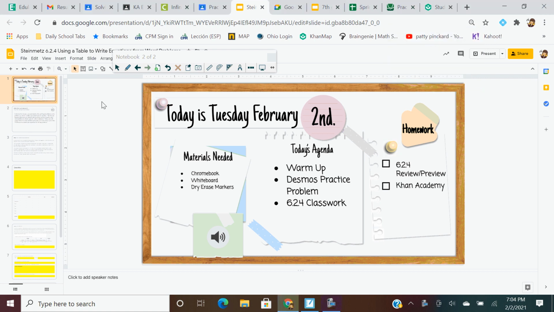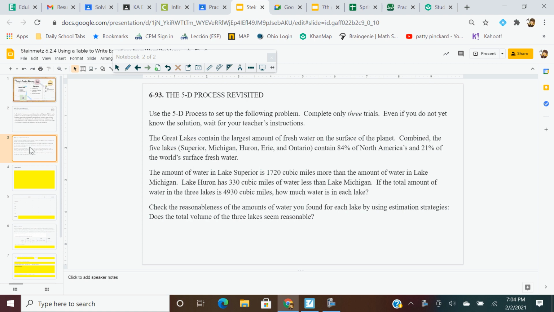Okay, today in class we did the 624 classwork, which is taking the 5D process that we're familiar with and solving an equation which we're familiar with and putting the two together. So we're going to use the 5D process to set up the following problems. We're not going to do the trials in the video because I'll just show you how to set up the problems and write equations for it.